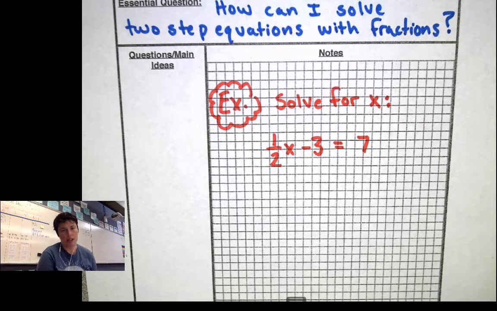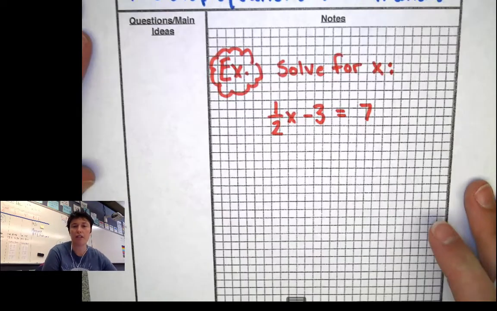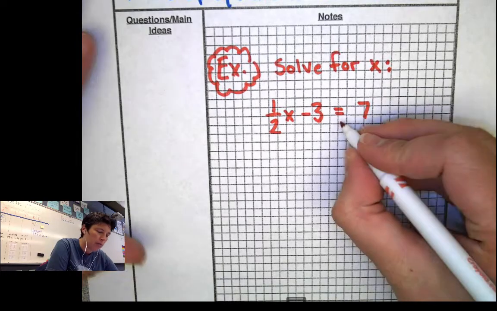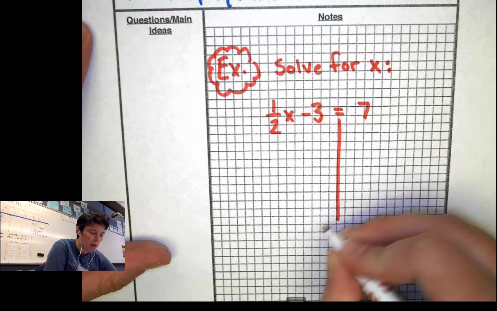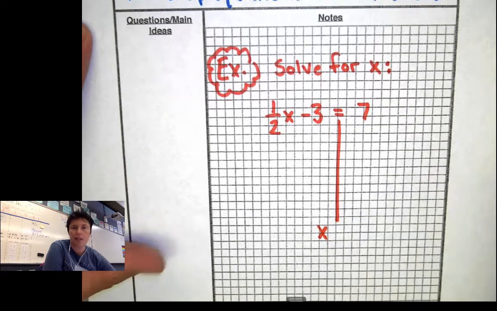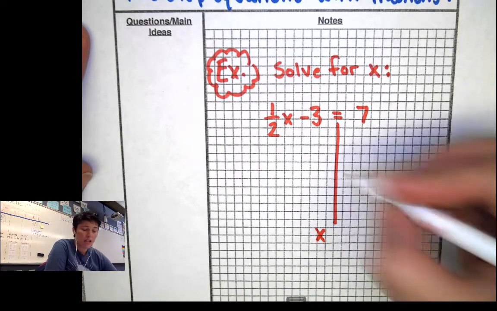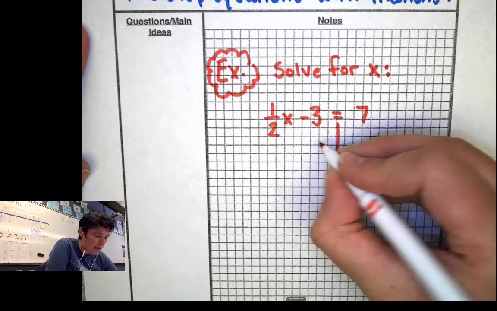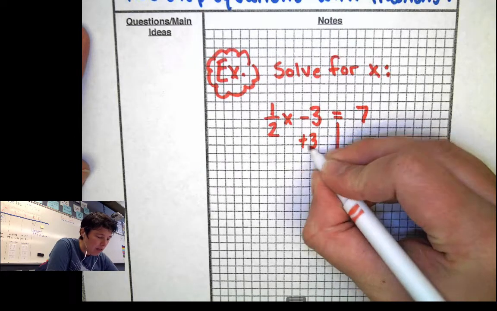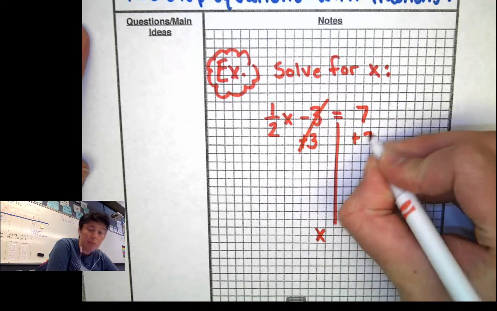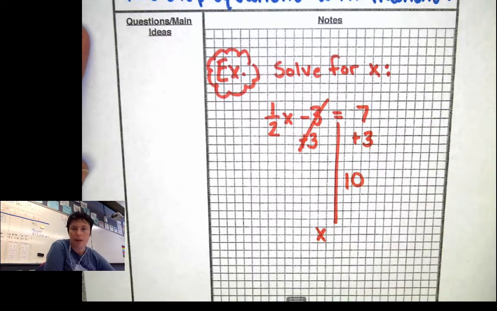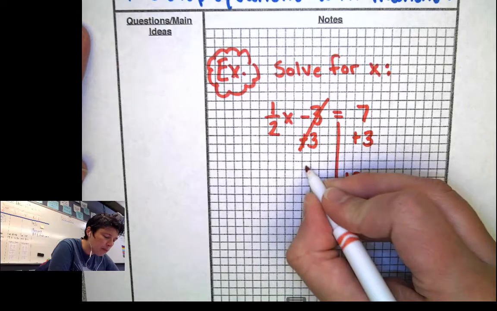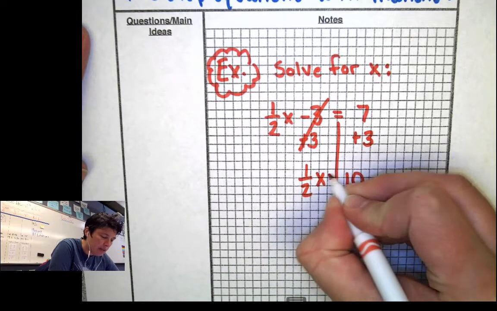Okay, so I see a fraction in this problem, and I have a couple of different choices. But I do know, no matter what I do, that if I put a line down the equal sign, I'm trying to get x all by itself. That's the goal. Isolate the variable. So one of the things I could do is just add that 3 over. Add this 3 to get rid of it, and add this 3 to the 7 to get 10. That'd be a good first step, I think. And then I have 1/2 x equals 10.